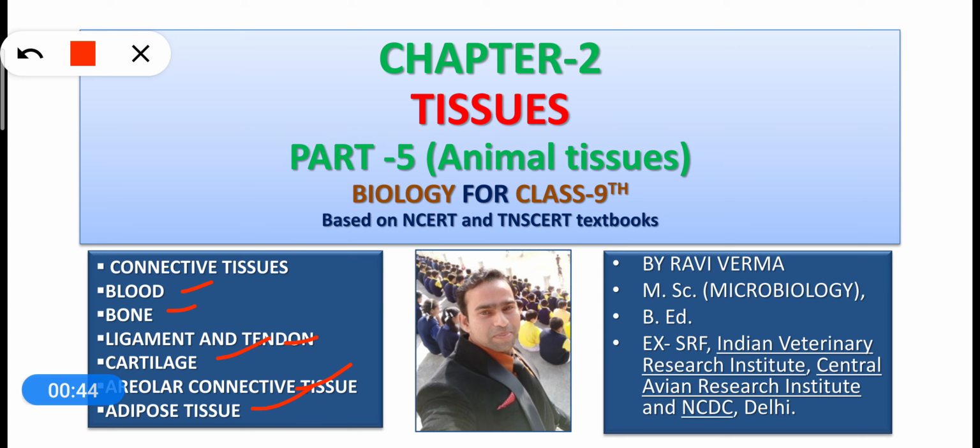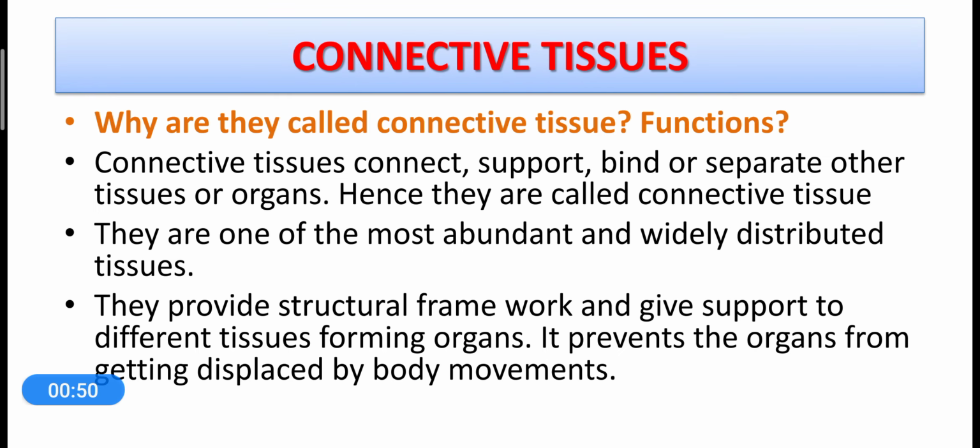So first of all, let us understand what are connective tissues. Here you can see a question is written: why are they called connective tissues, and what are their functions? So dear students, these tissues, as you can see, blood, bone, ligament, tendon, these all have supportive functions, right? Means these connective tissues actually connect different tissues or different structures or organs of the body. They support the organs and tissues, they bind or separate them from each other, and this is why they are called connective tissues.